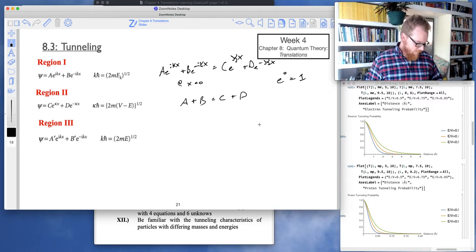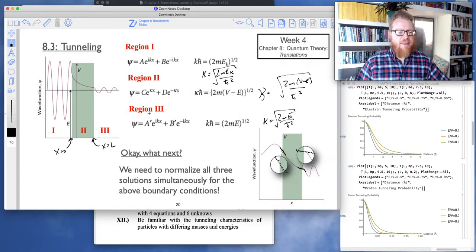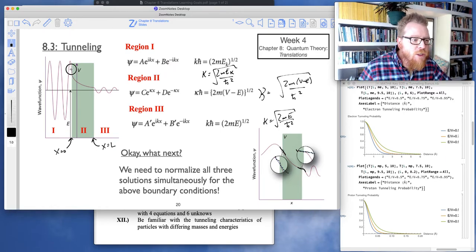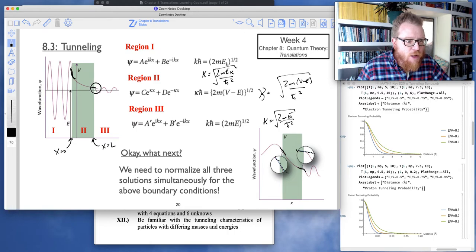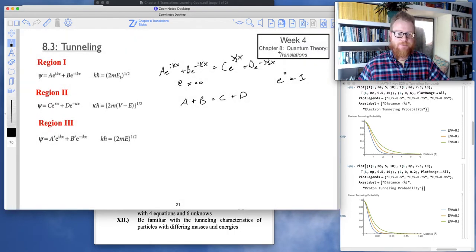Okay. All right, so then what about at the x equals L boundary? Well, we note that wave function 1 has to equal wave function 2 at x equals 0. And similarly, wave function 2 has to equal wave function 3 at x equals L.